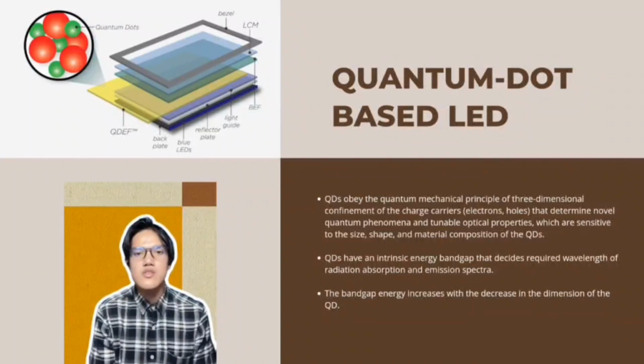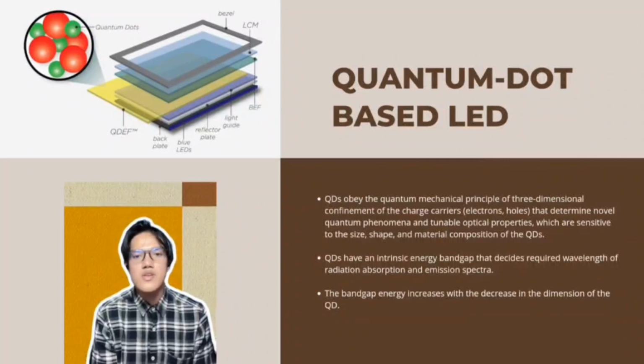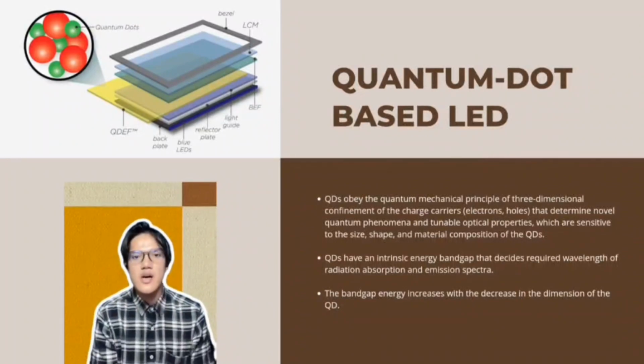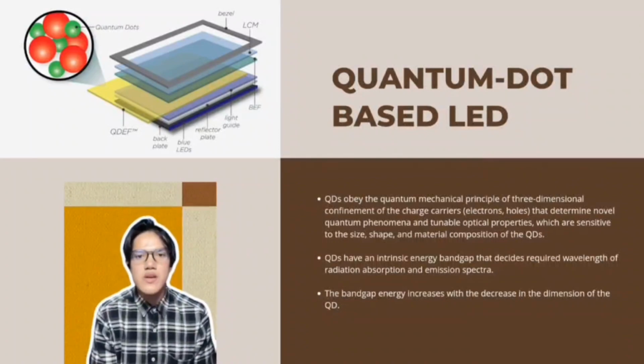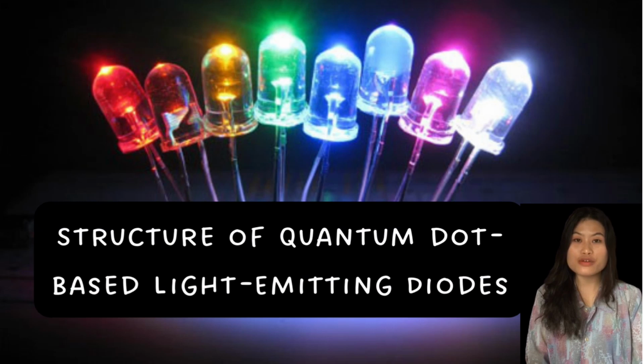QD technology is used to filter light from light-emitting diodes to backlit liquid crystal display. With the recent enhancement introduced by the usage of QDs in backlighting technology, LED or LCD TVs are much better today than they were just a few years ago. So for this part, I will explain the structure of quantum dot-based light emitting diode.